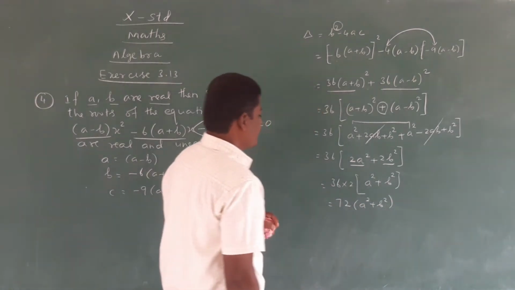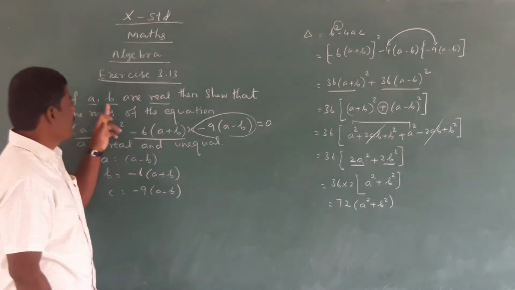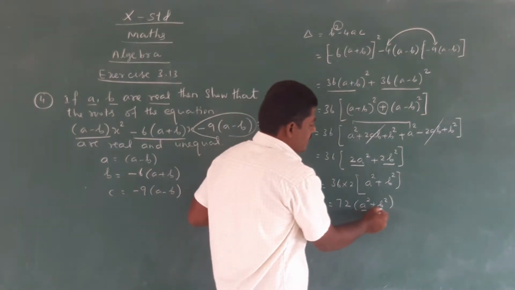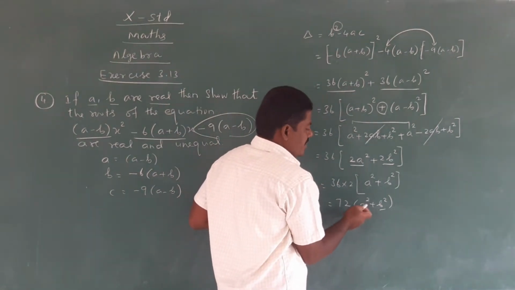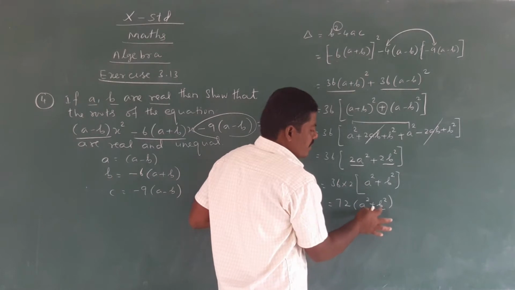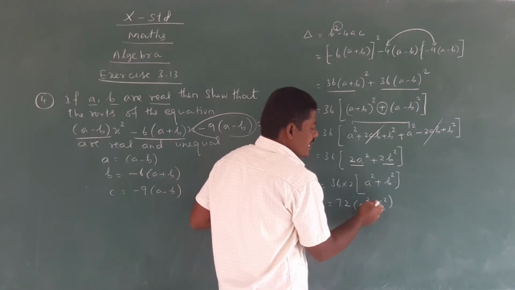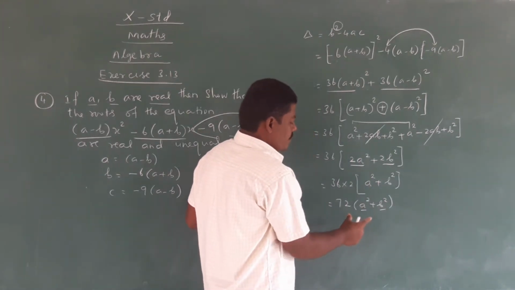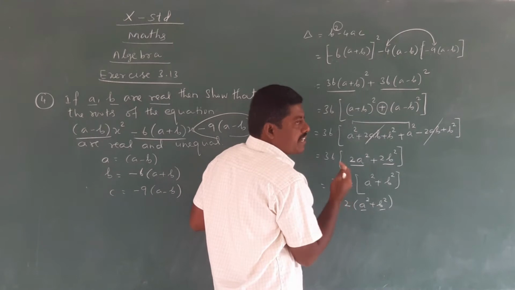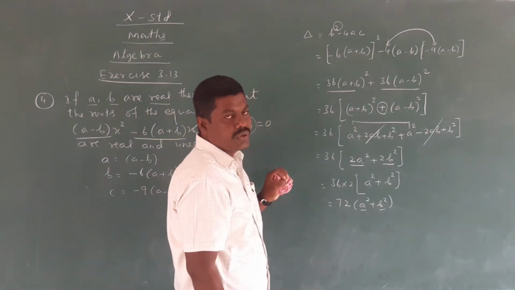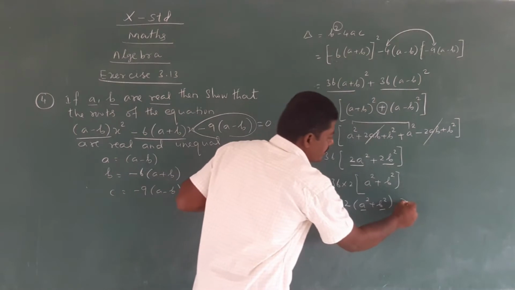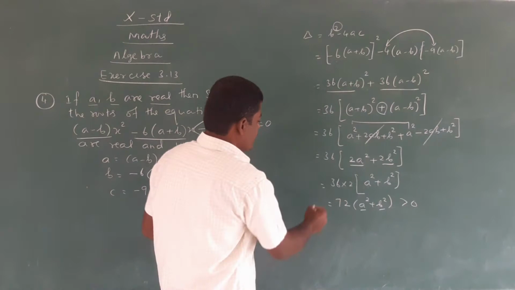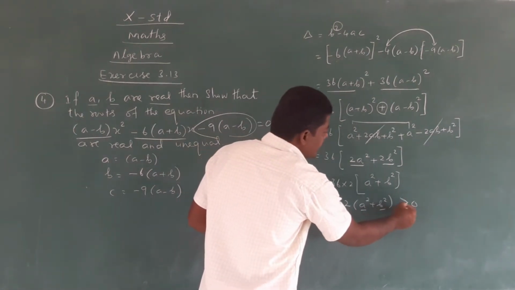Understand? Already in our question, a and b are real. You take any real value of a and b. Suppose we take a positive, squaring gives a positive value. Take b negative, a negative squared becomes positive. So a square always gives a positive answer. So a positive value multiplied with a positive value gives a positive answer, any positive answer is greater than 0. So this is the value of delta. Delta is greater than 0.